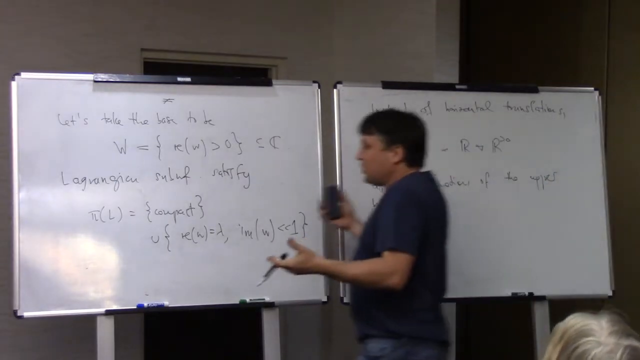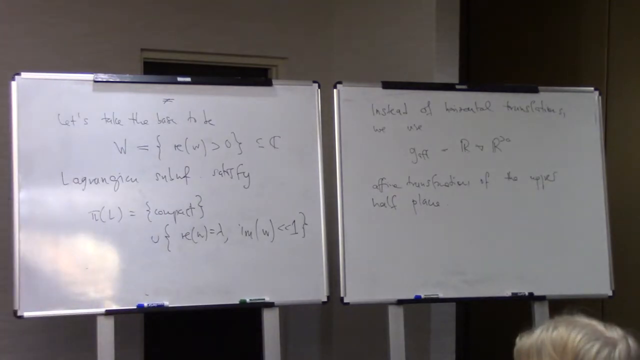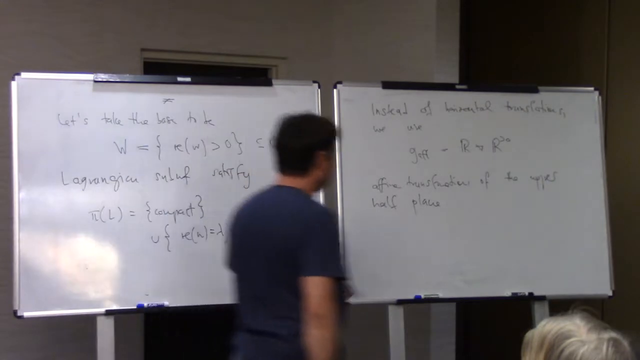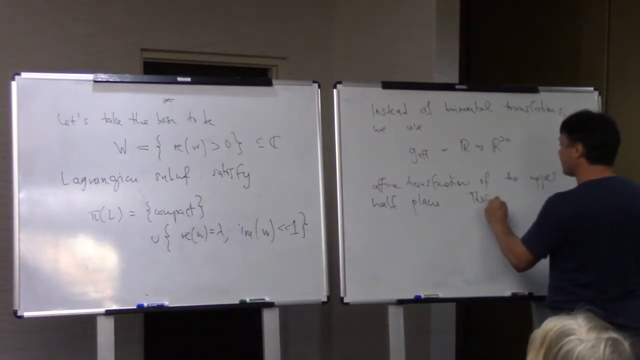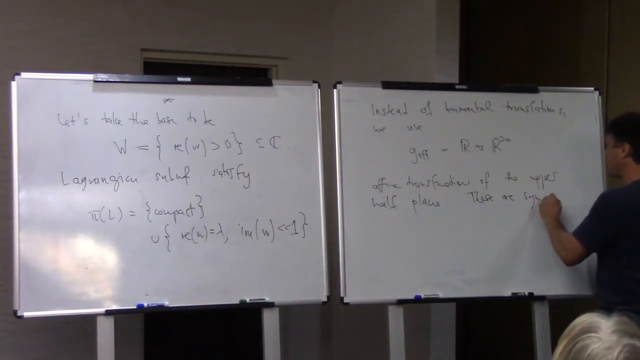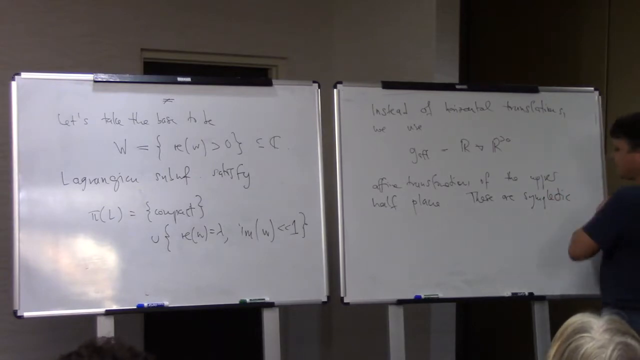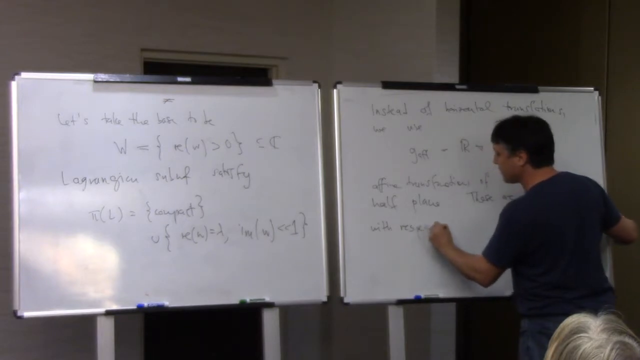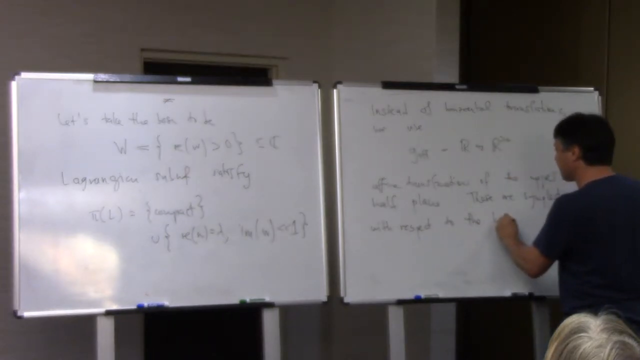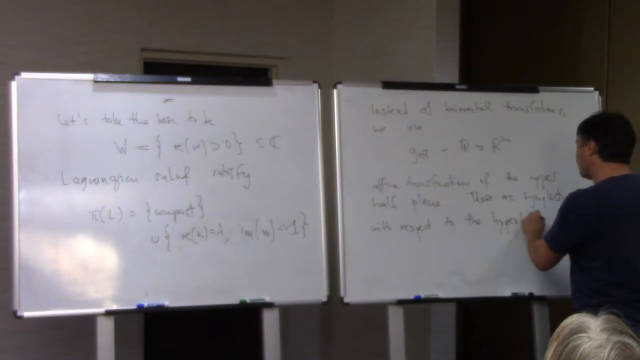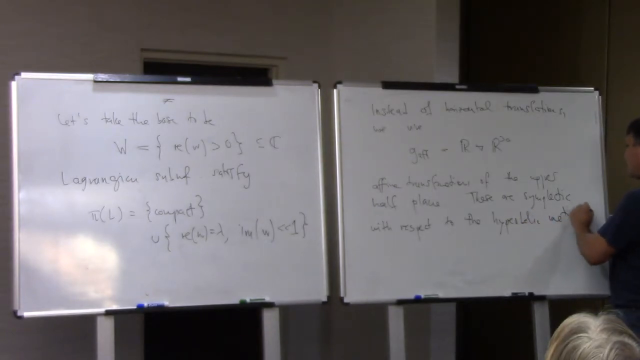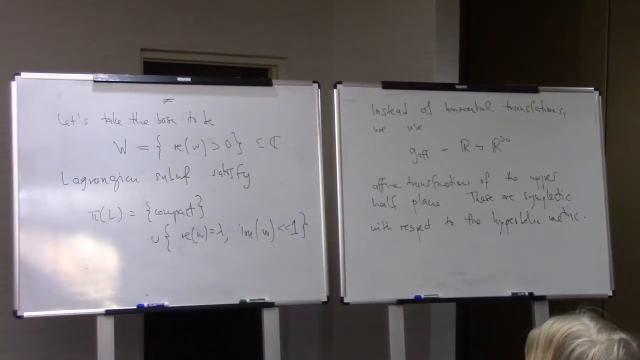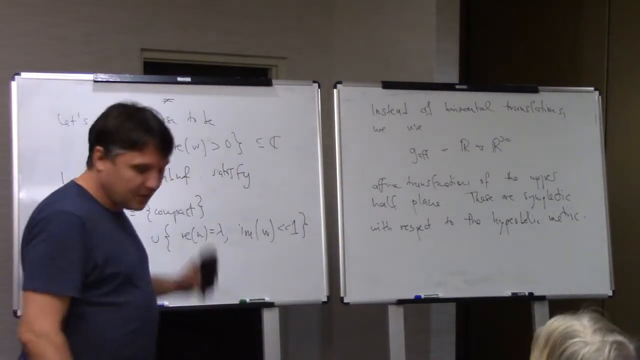Okay, well, why couldn't I have used affine transformations before? Well, I could. It's slightly less convenient. The nice thing about this is that these are symplectic with respect to the hyperbolic metric, and its associated area form, and they're in fact isometries. So that makes it very easy. So what do I do now?